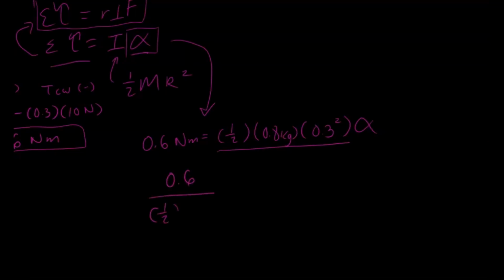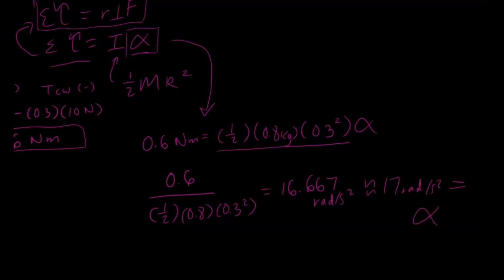So 0.6 over 1/2 times 0.8 times 0.3 squared, and that will give us a value of 16.667 radians per second squared, or around 17 radians per second squared as our final answer for the angular acceleration.